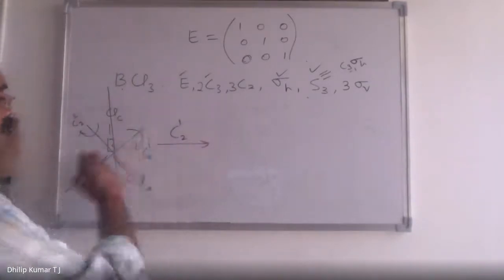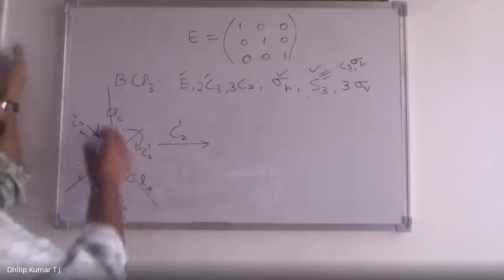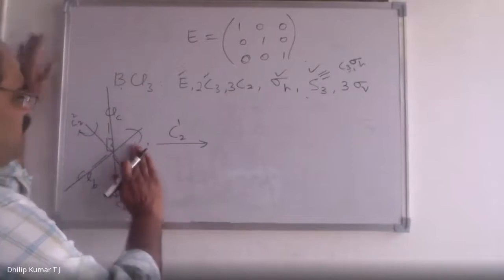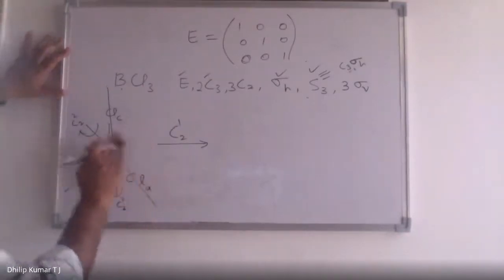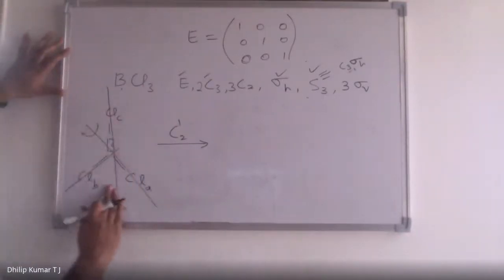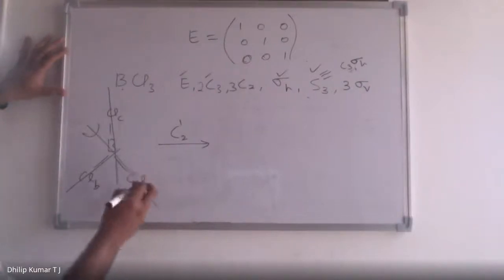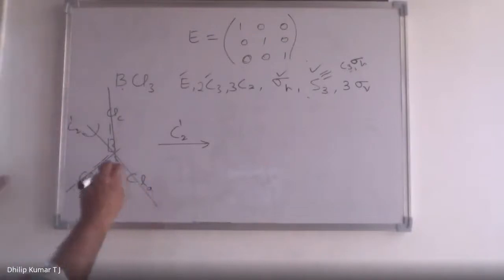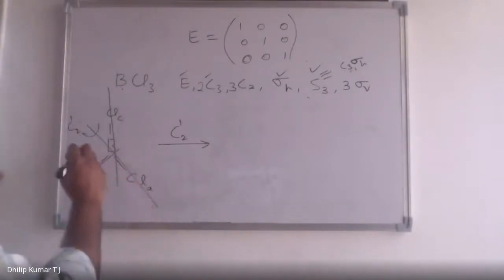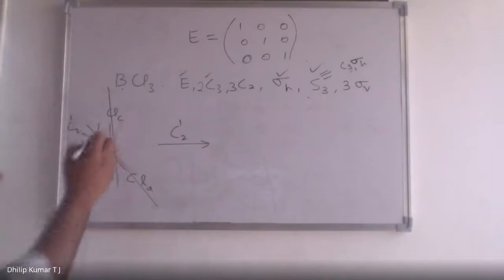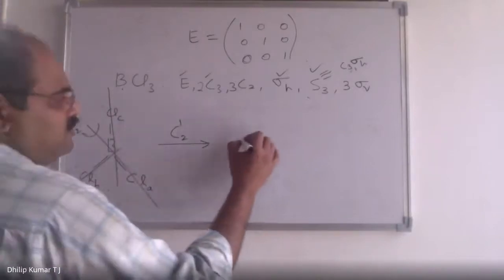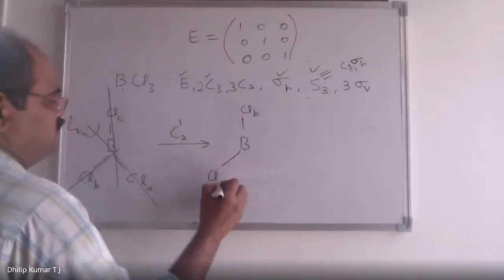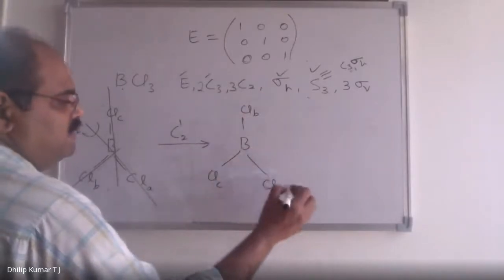C2 1. You might say why complicate, just work it out with only one C2. So I'm placing it over this position, through ClA. When you do that, what happens? These two, ClB and ClC, will be interchanged, whereas ClA will remain as such.